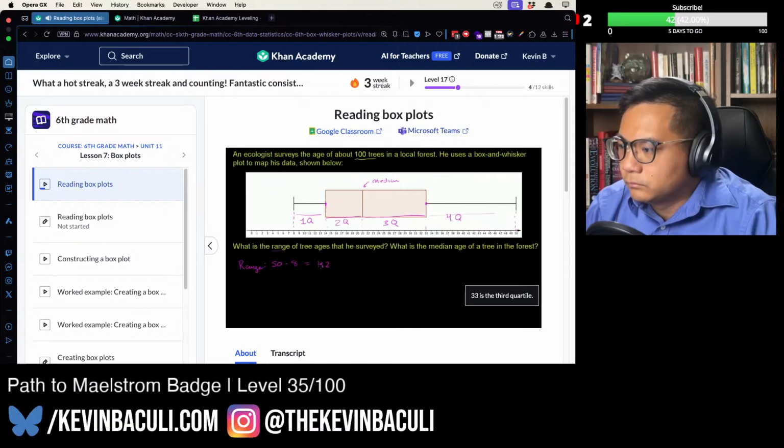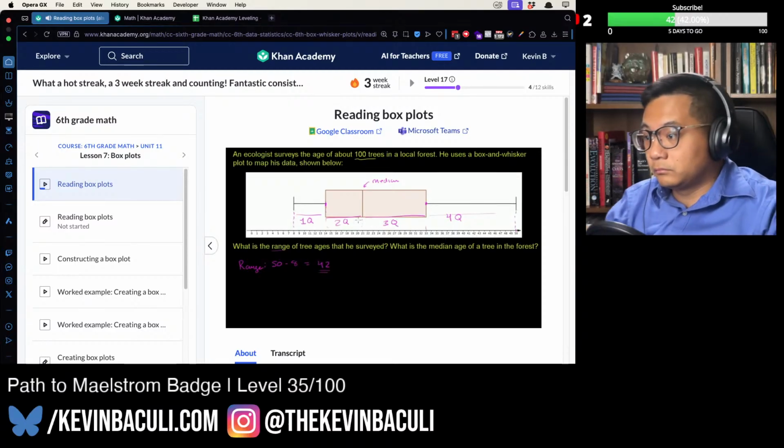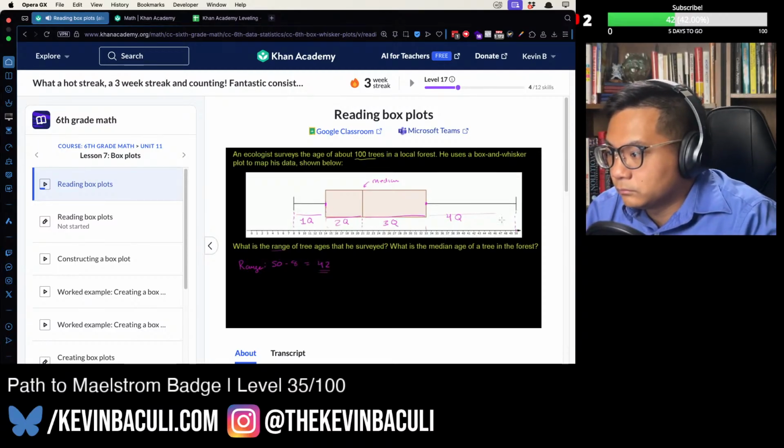So to answer the question, we already did the range. There's a 42-year spread between the oldest and the youngest tree. And the median age of a tree in the forest is 21. So even though you might have trees that are as old as 50, the median of the forest is actually closer to the lower end of our entire spectrum of ages. So if you view median as your central tendency measurement, it's only at 21 years. And you can even see it. It's closer to the left of the box and closer to the end of the left whisker than the end of the right whisker.